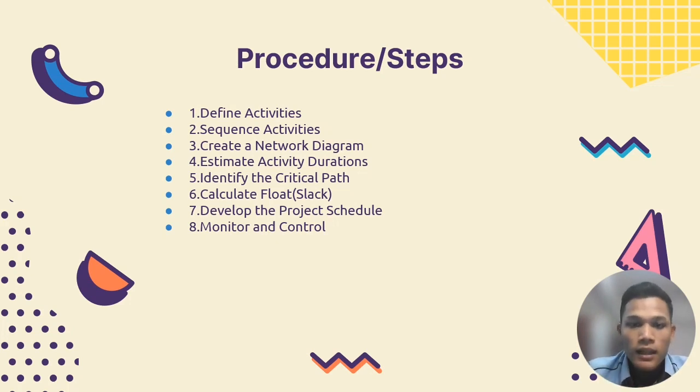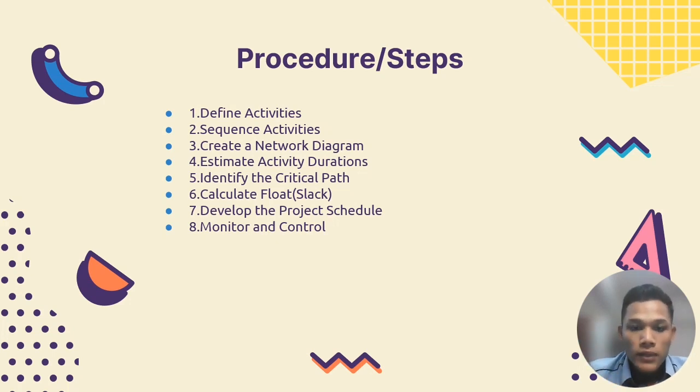Number three is create a network diagram. It means to represent the activities and their dependencies graphically using a network diagram. Nodes represent activities and arrows represent the dependencies between them. Number four is estimate activity duration. This means assign realistic time estimates for each activity. This could be based on historical data, expert opinion, or any other relevant information.